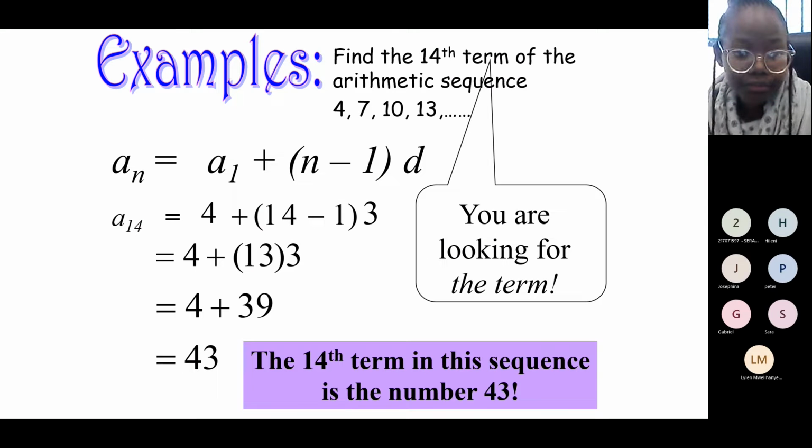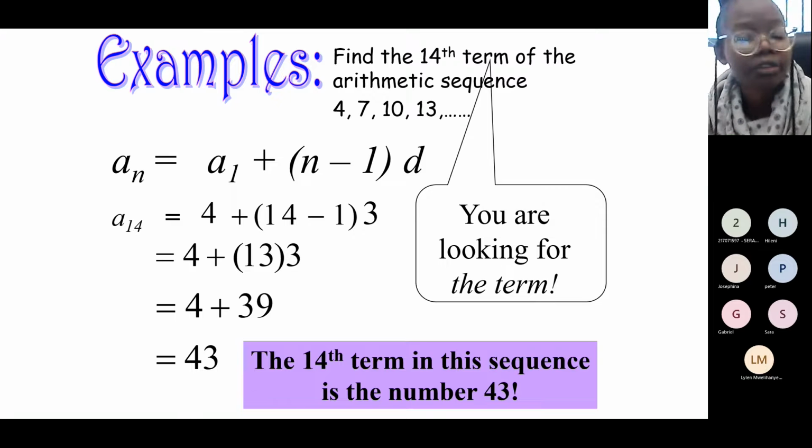Moving on, here's an example finally. It says find the 14th term of an arithmetic sequence. You are looking for the 14th term. First of all, before you even start looking for the 14th term, you have to determine whether this sequence is an arithmetic series or not. So you start with 7 minus 4, that is 3, 10 minus 7, that is 3, 13 minus 10, that is 3. So the common difference is equal to 3, and it's constant, meaning that this series is arithmetic.